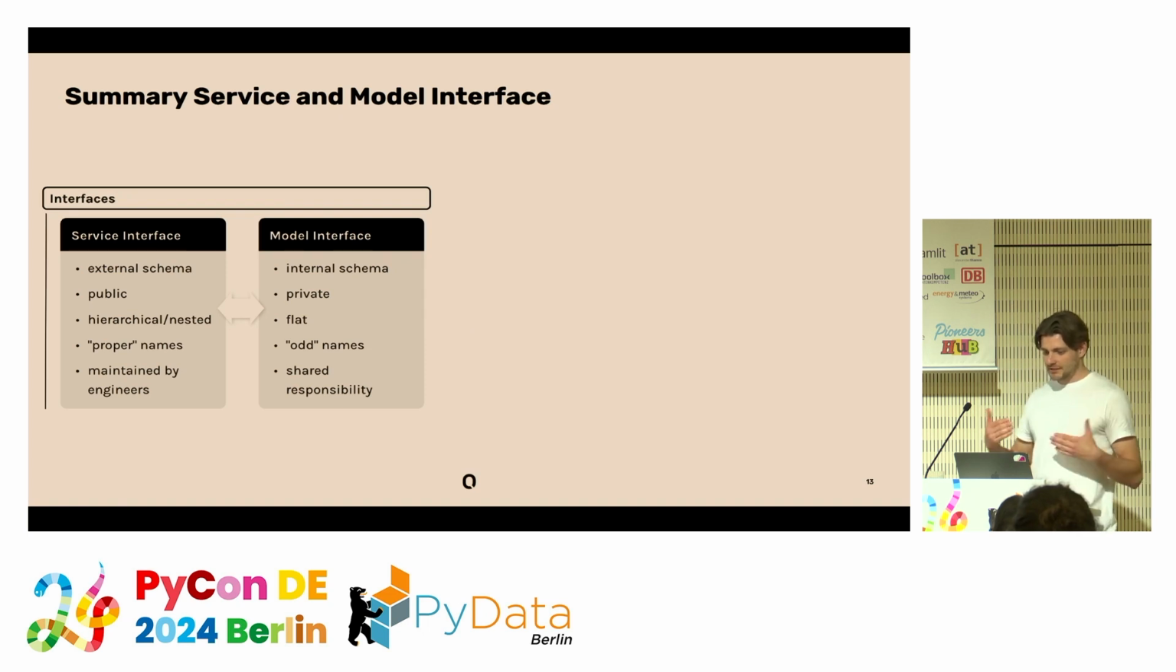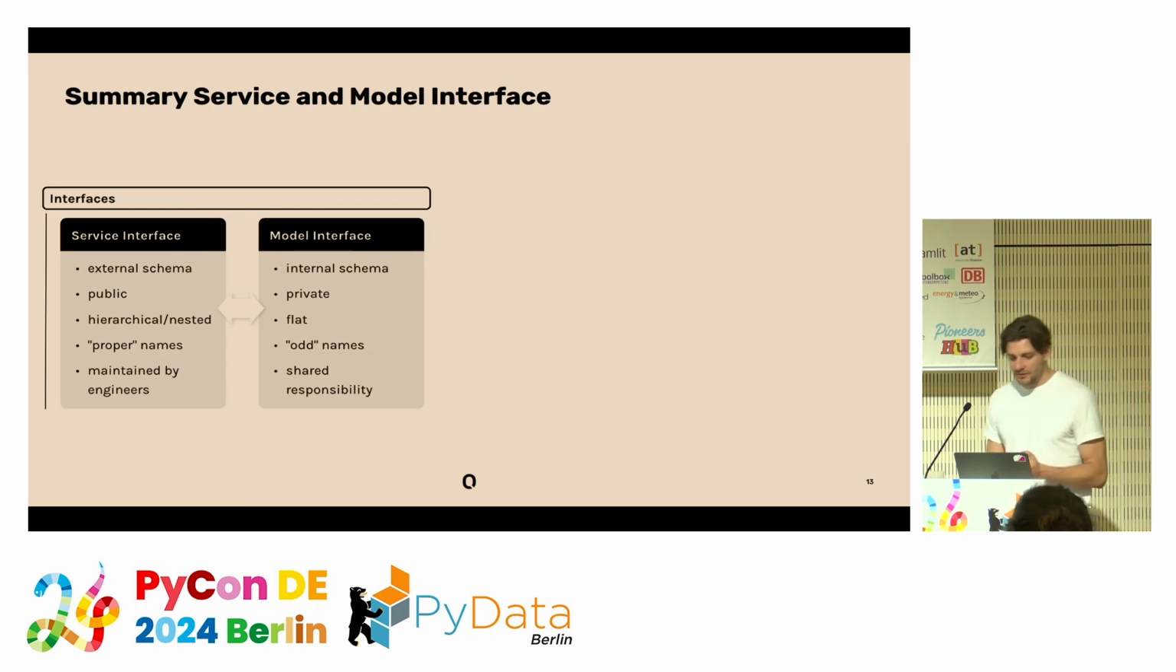So now let's take a step back. What we've been looking into, let's term it a bit better now, is the service interface. So it's external, it's public, it's hierarchical and nested. It has proper names that are agreed upon between several IT systems, usually, and it is maintained by engineers. So that means here it's entirely the task and also the freedom of the engineering team to take care of extending it, scheduling migrations with other upstream IT services.